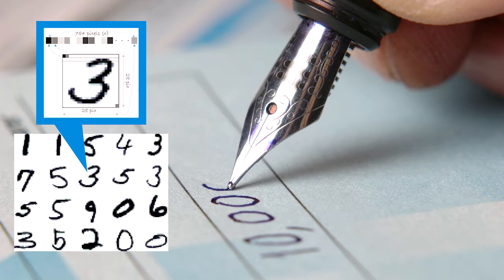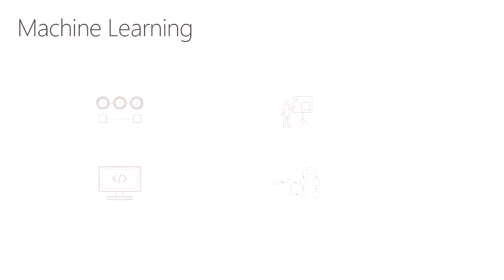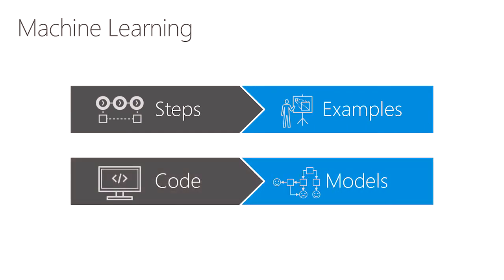Now to do this, we convert the image to a set of 28 by 28 pixels and represent that as a bit array so that the machine can quickly process and understand that this number 3 corresponds to a particular byte array. Now historically, to build an application to recognize those digits, I might have told the machine exactly, step by step, how to interpret those images.